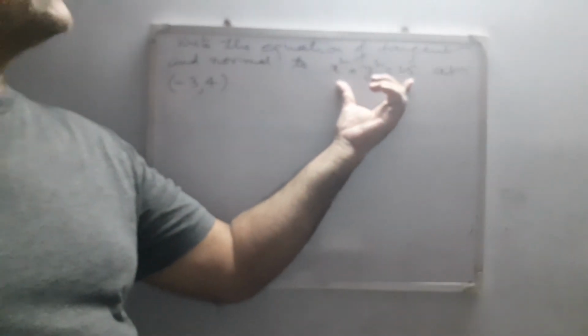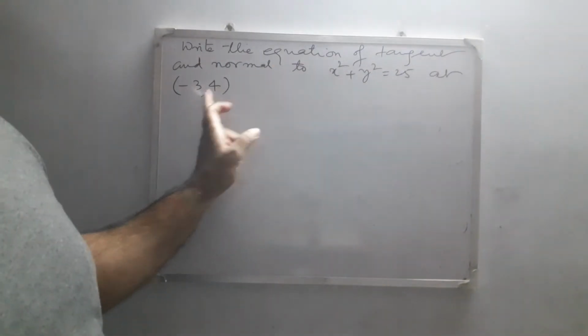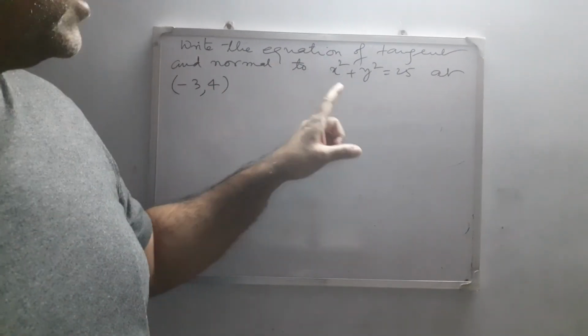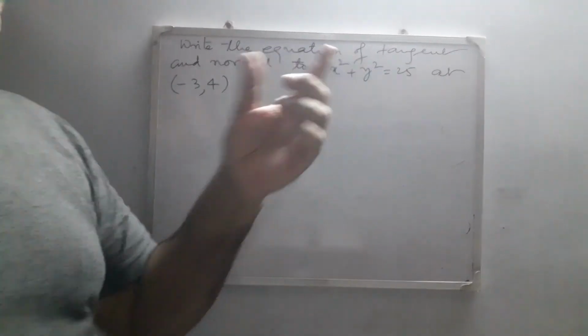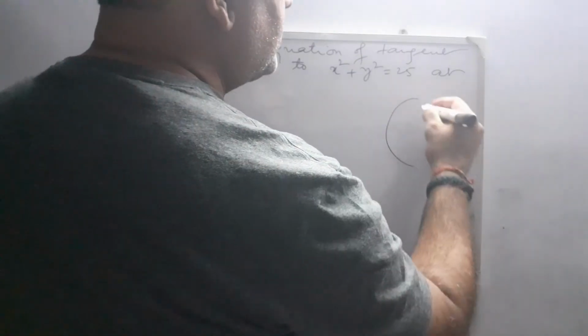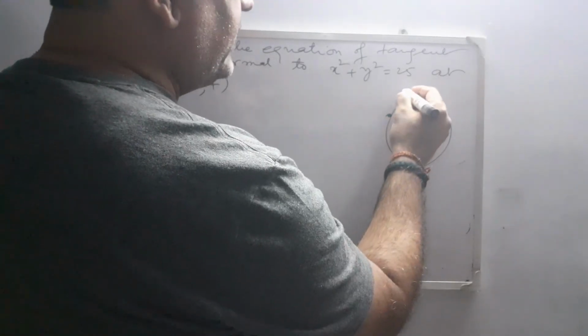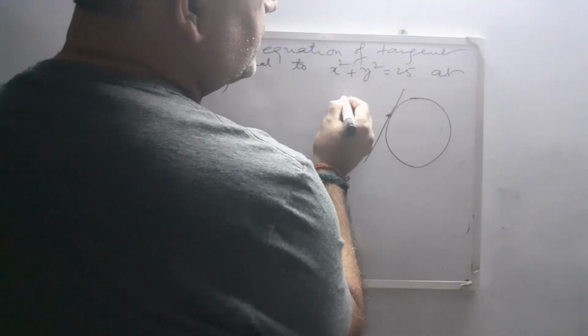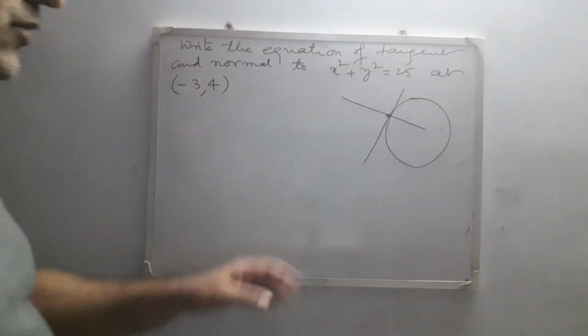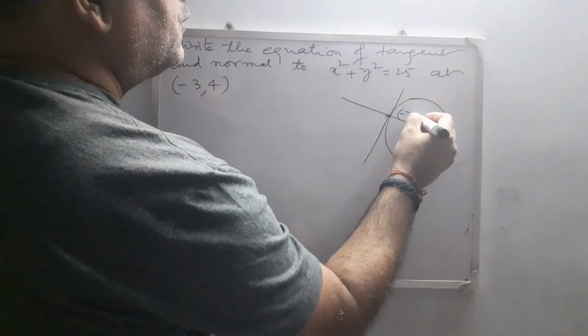Boys, you know this is the equation of a circle, and on this circle we have a point (-3, 4). If you put this value, it will satisfy this equation. This condition is compulsory. Now we will try to write the equation of tangent as well as normal to this curve at this point. Suppose you draw the circle here, and this point is (-3, 4). You have to write the two things: the equation of tangent and the equation of normal.